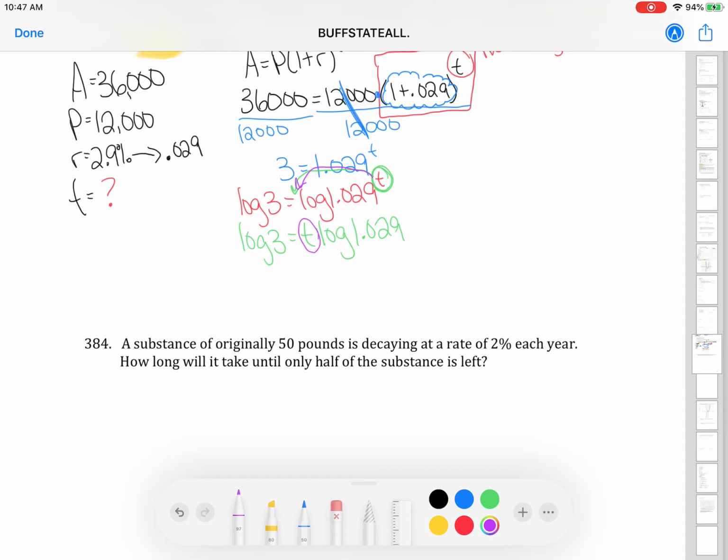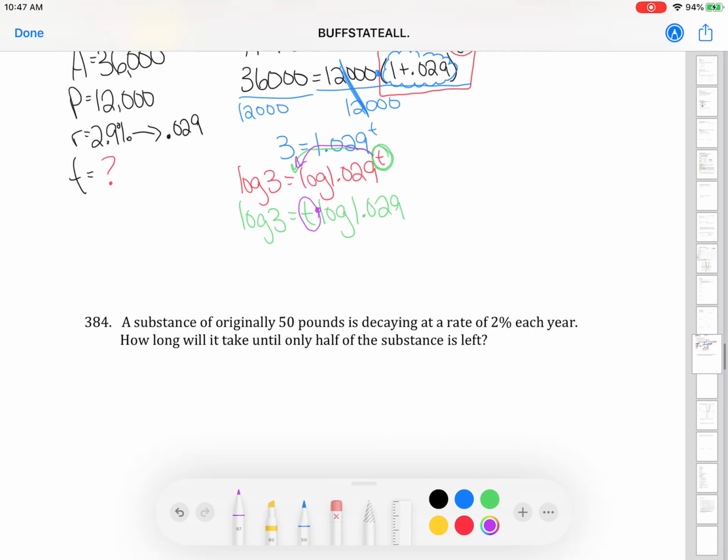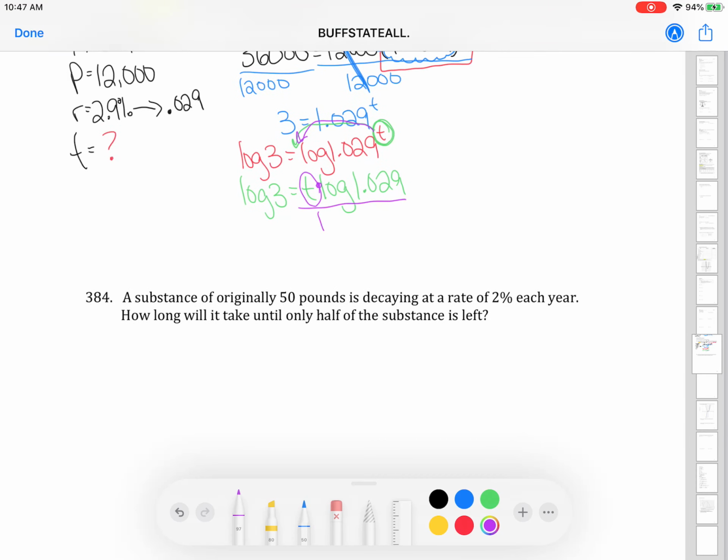Now the log served its purpose because it brought that variable down, so I'm good to go and get rid of it. And I'm going to do so by trying to get t by itself. T is being multiplied by the log of 1.029, so I would divide by the log of 1.029. So these cancel, and you're just left with t, which is awesome. On the left side, you're going to plug that in your calculator, log of 3, close your parentheses, divided by the log of 1.029, and I'm going to write down what you should have gotten.